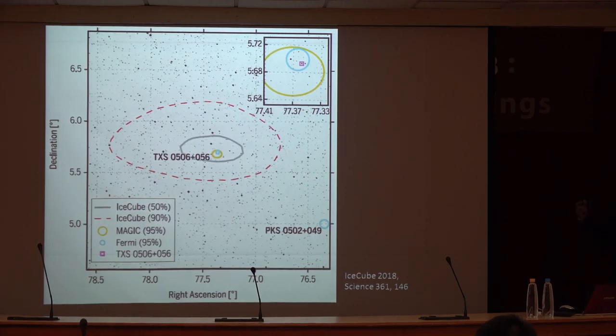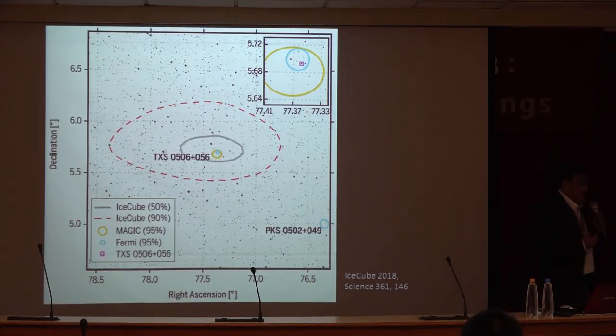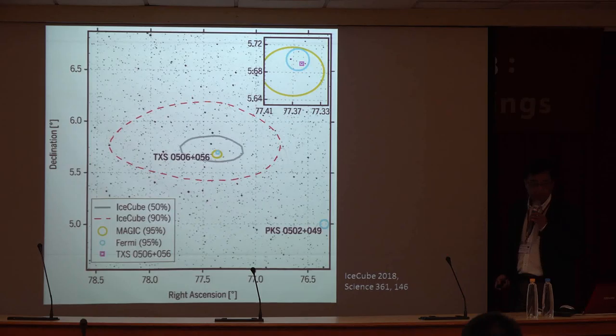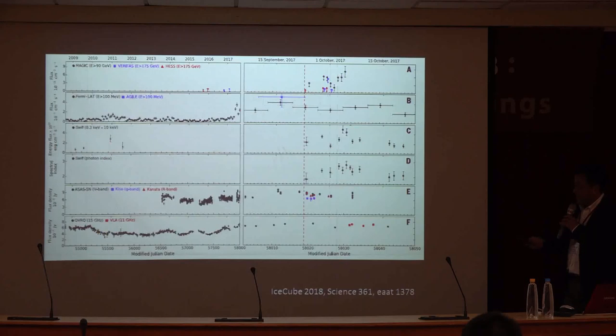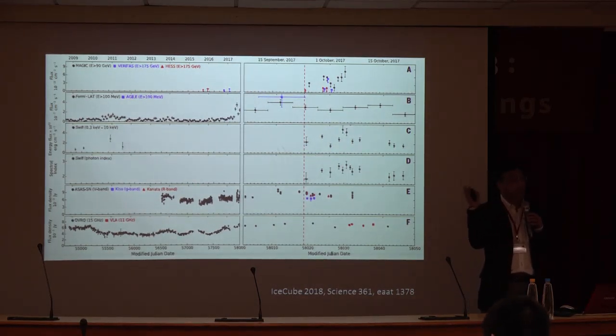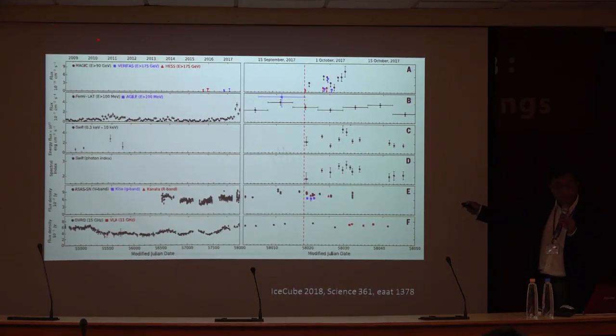Therefore, by this kind of location coincidence, one was very happy to say, oh, we finally detect one high energy neutrino from a blazar. More than this, in fact, this blazar was flaring during that period. So if you take a look at this figure, this is time, and the neutrino event happens at this epoch. And these are TeV photon facilities.